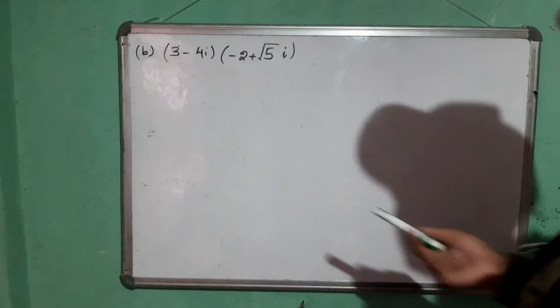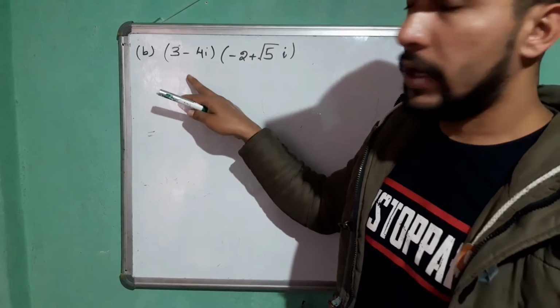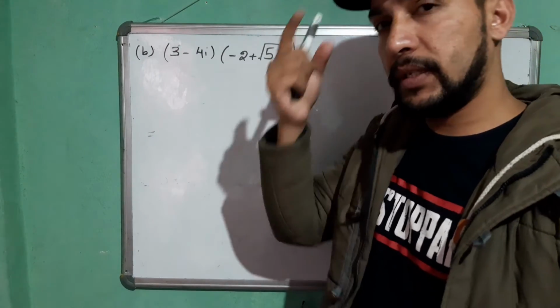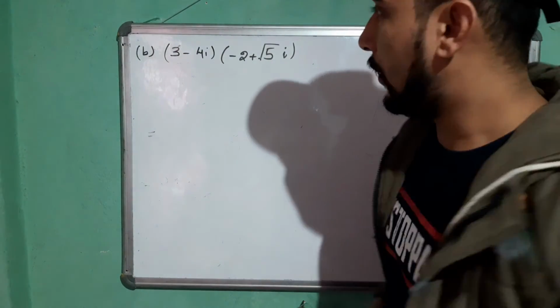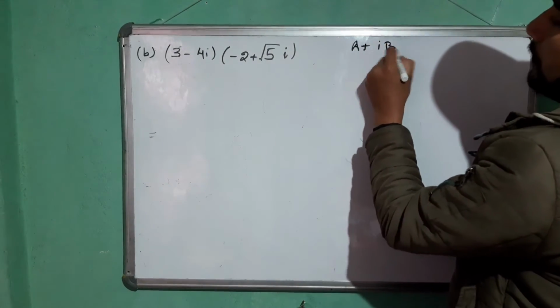Okay, next question is number B. The previous was number A. This is number B of question number 2. That means to express in a plus ib form. Okay, you have to express in a plus ib form.